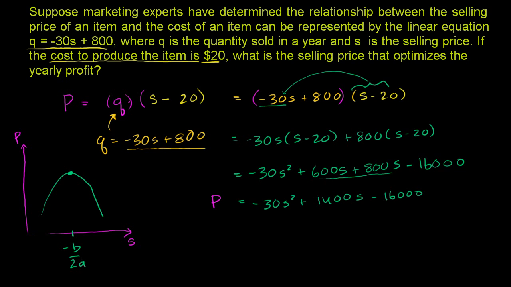If we want to figure out what negative b over 2a is, this is the b right over here, so it's negative 1400 over 2a, over 2 times negative 30, which is equal to negative 1400 over negative 60. Negatives cancel out. We could divide the numerator and the denominator by 10, so this is the same thing as 140 over 6. We can divide the numerator and denominator by 2, and you get 70 over 3.